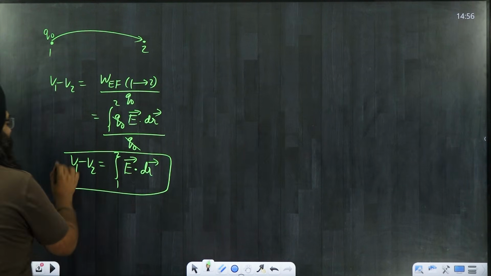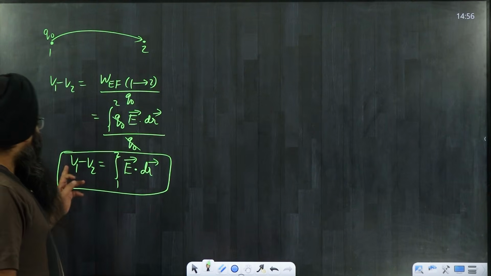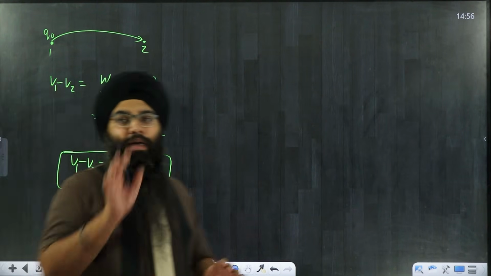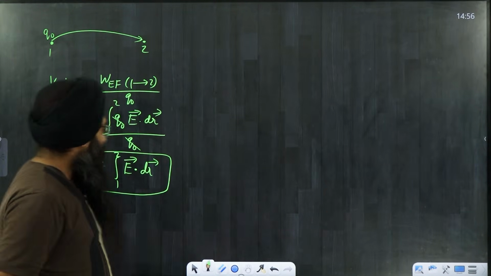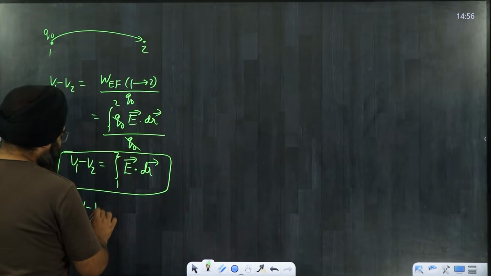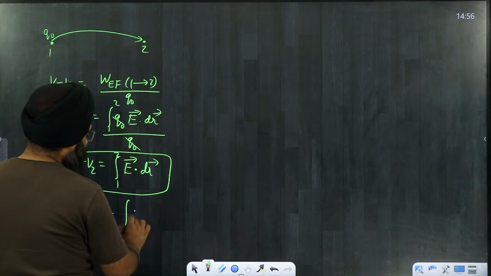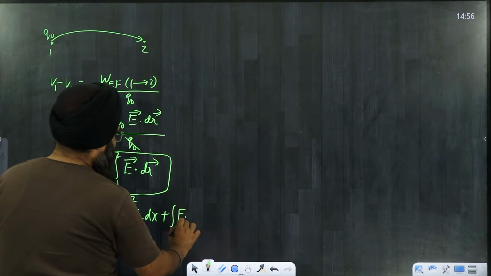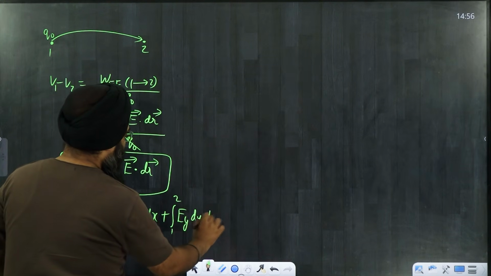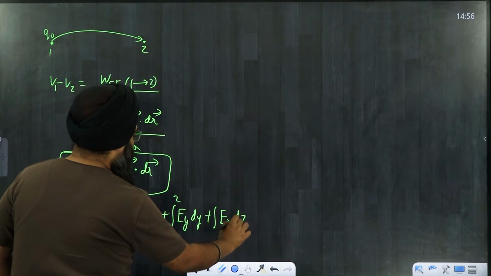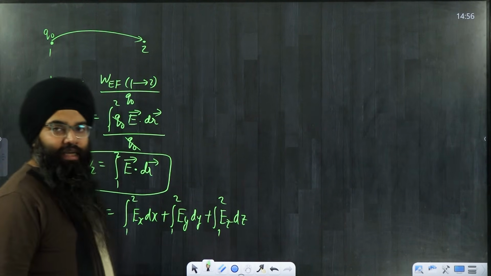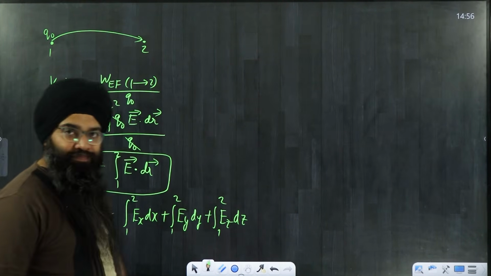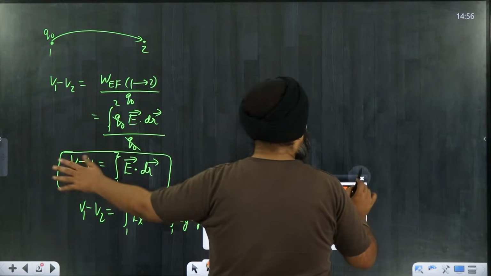Always remember, if electric field is given to me and I want to calculate V1 minus V2, when I am taking the charge from point 1 to point 2, then directly I can calculate integration E dot dr and I will be getting the answer. This I can write in one more format. V1 minus V2 can be written as integration Ex dx from 1 to 2 plus integration Ey dy from point 1 to point 2 plus integration Ez dz from point 1 to point 2. Now whatever components of electric field are given to me, just put it there, integrate from point 1 to point 2, and you will get the value of V1 minus V2. This is one format of questions which can be asked.